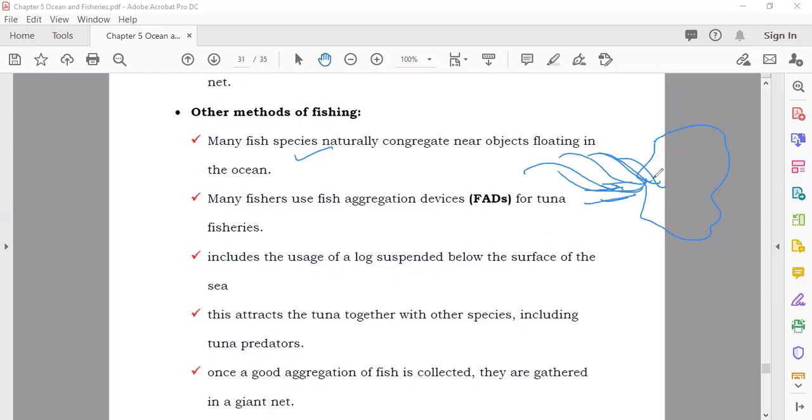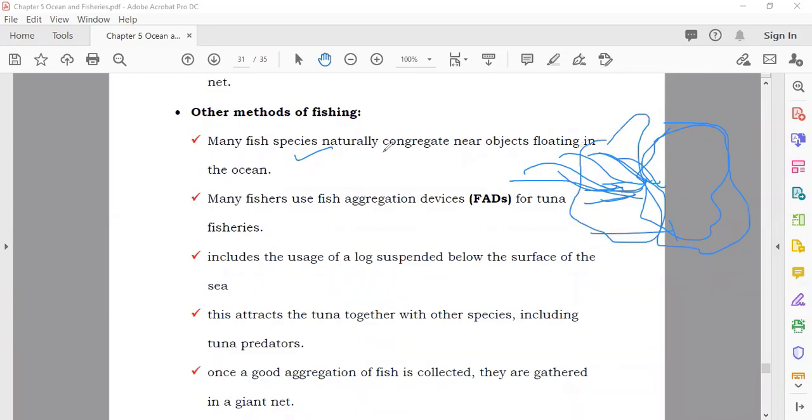Okay, so whenever you are doing this, what will happen? It will help you to catch the fish. Instead of searching for them everywhere, you can put special types of objects inside the sea. All the fish will come here, and from here you can catch them. So this is another method of how to catch fish.